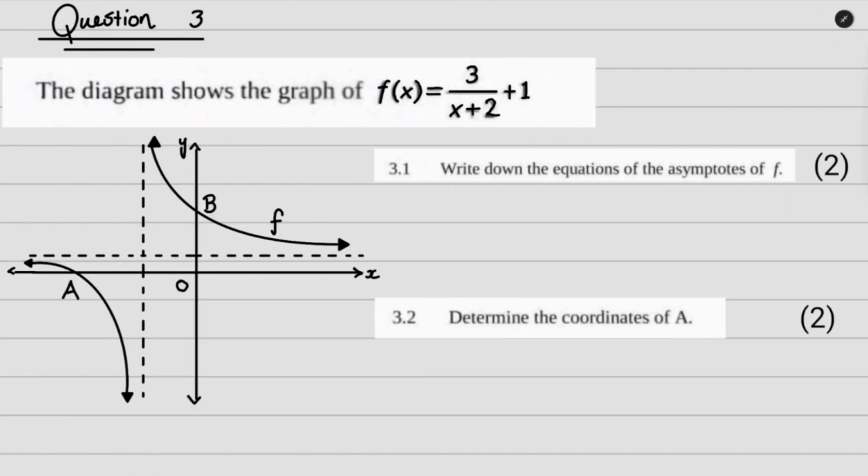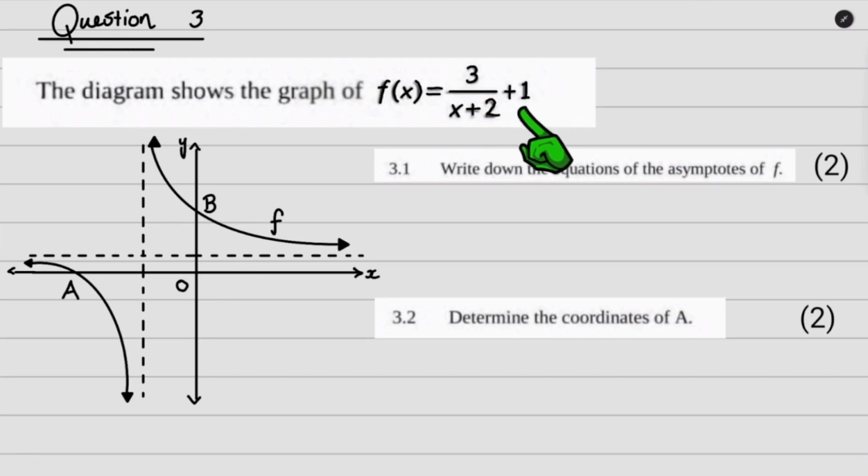In this question, we're going to be focusing on functions. More specifically the hyperbola, also known as hyperbolic functions. And the first question asks us to write down the equation of the asymptote of f. So this is f, that's the equation for this graph. And this equation can tell you a lot of things. I'm going to elaborate on that.